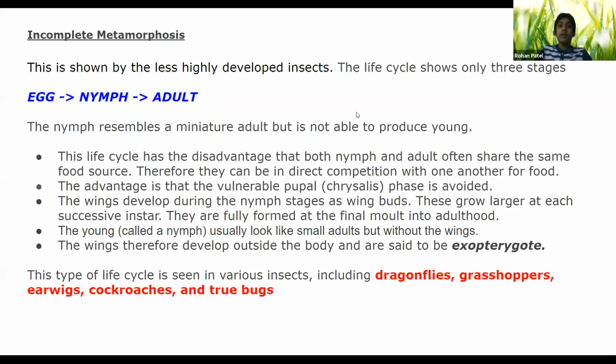The wings develop during the nymph stages, and they grow larger at each successive instar. They're fully formed at the final molt into adulthood. The young, which is called a nymph, usually looks like small adults, but without the wings. The wings, therefore, develop outside the body and are said to be exopterygote. This type of life cycle is seen in various insects, including dragonflies, grasshoppers, earwigs, cockroaches, and true bugs.